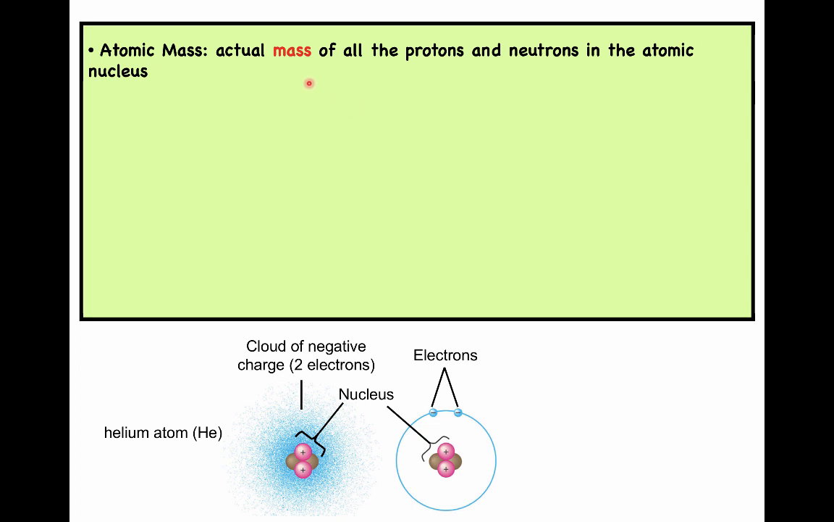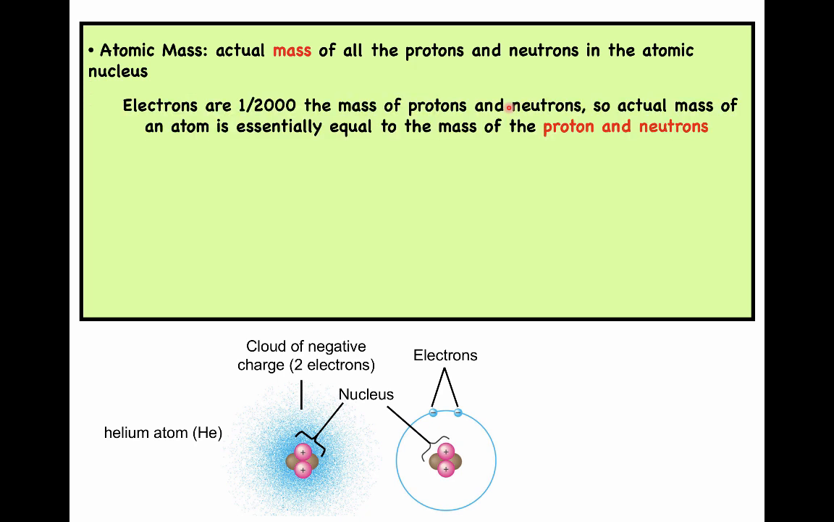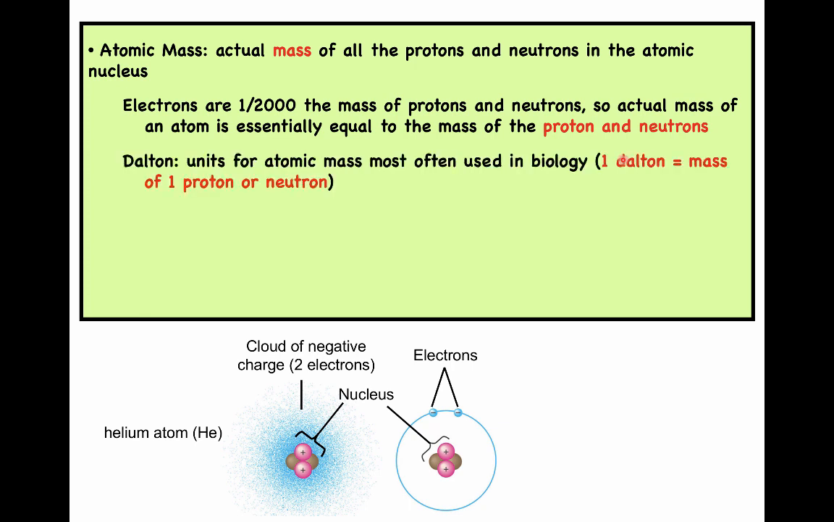The atomic mass is the actual mass of all the protons and neutrons in the atomic nucleus. So electrons are quite small, 1/2000th the mass of a proton or a neutron. So the mass of the atom is essentially equal to the mass of protons plus neutrons. In biology, we talk about atomic mass in units of daltons. In chemistry, they'll talk about atomic mass units. Those are essentially the same thing with different names.